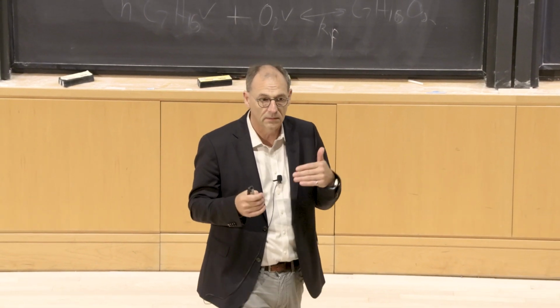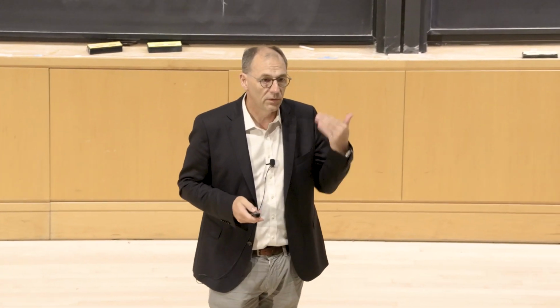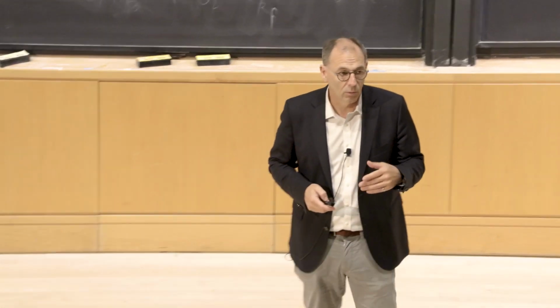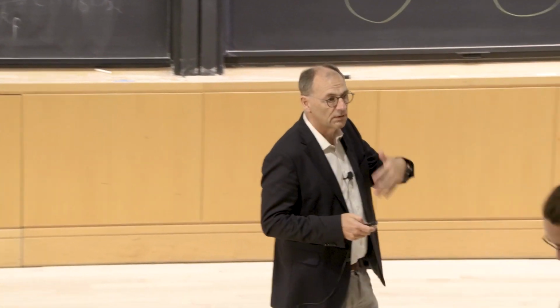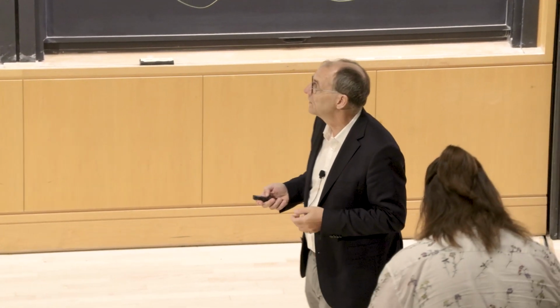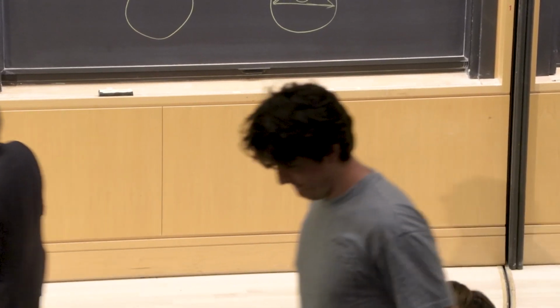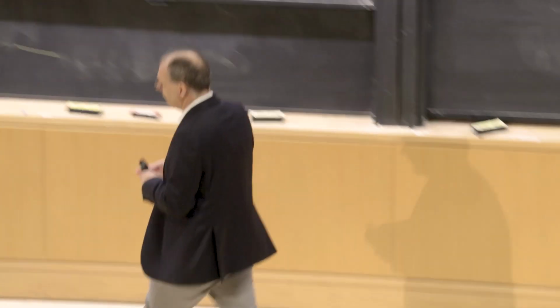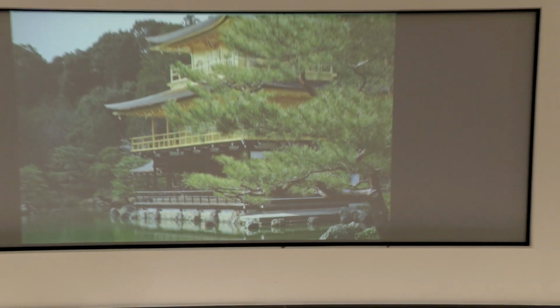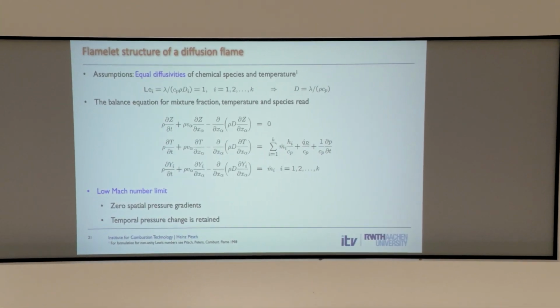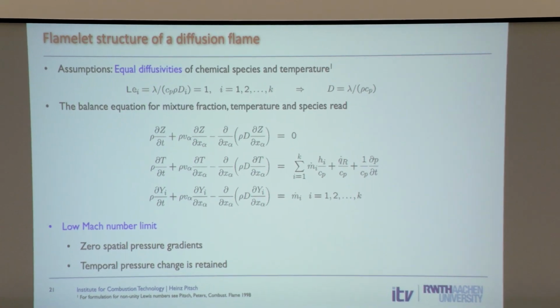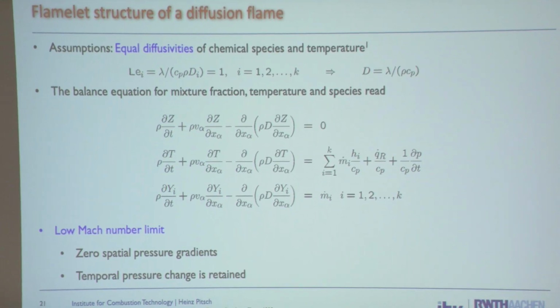We had this Burke-Schumann model which tells you what the temperature and the composition are just as a function of mixture fraction. And so we do the same thing then also for a situation where the chemistry is not infinitely fast, but it's still relatively fast, okay? So, that's how we do this.